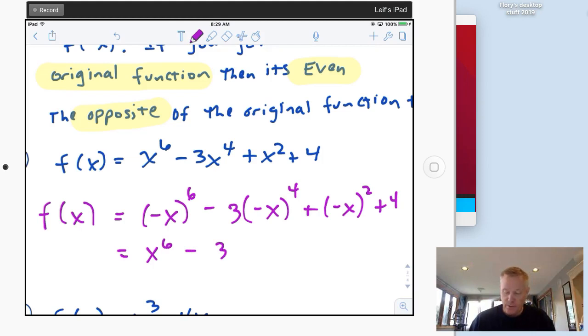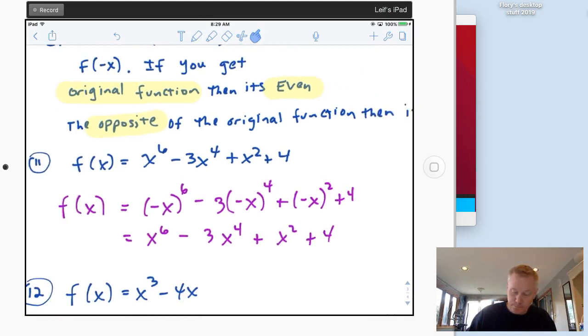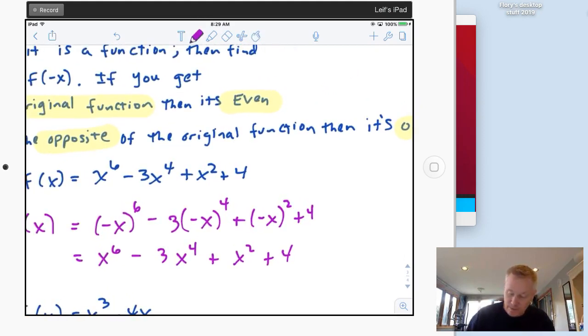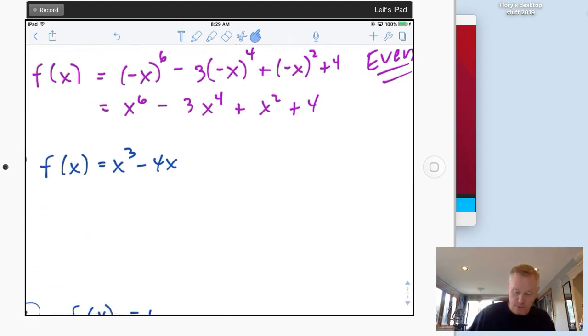Same for this one. It'll be x to the 4th. This one will be x squared. This one, the 4 doesn't change. So I got the same original thing, which means this is an even function, because like it says up here, I got the original thing that I started with. So that's even. You got to show the proof too. You can't just say it's even.